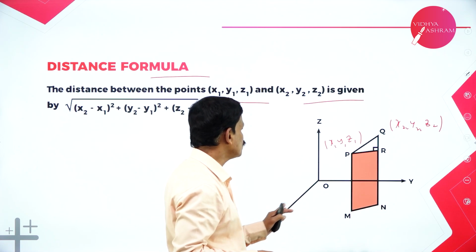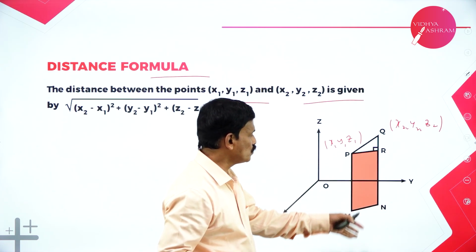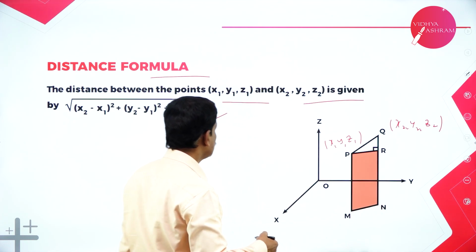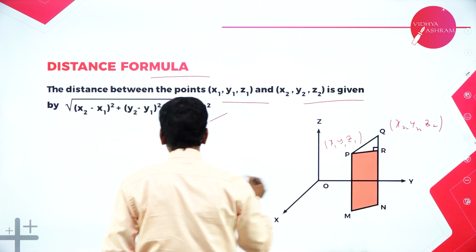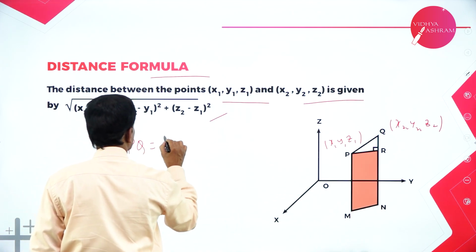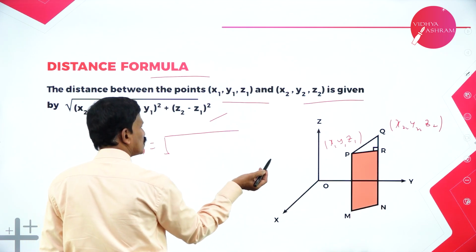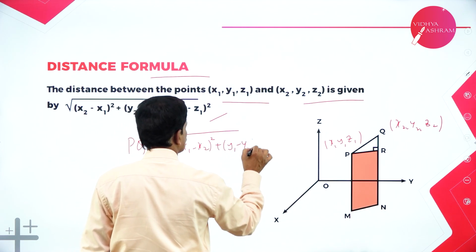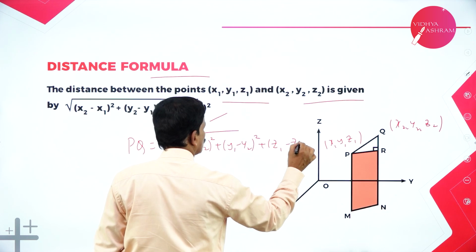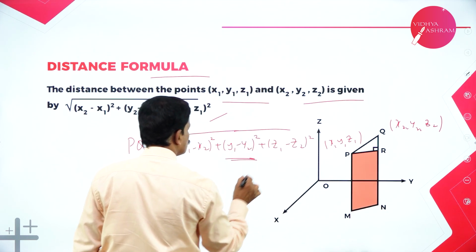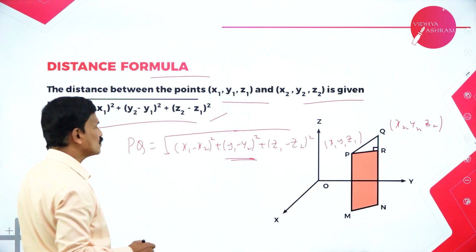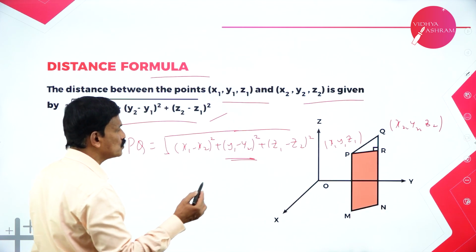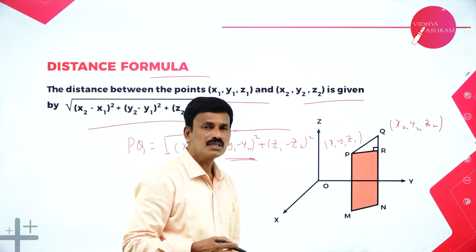Perpendiculars are drawn to the xy plane, that is PM and QN are drawn perpendicular to the xy plane. Then by this we are going to write the distance between these 2 points P to Q is given by the distance PQ is equal to root of x1 minus x2 whole square plus y1 minus y2 whole square plus z1 minus z2 whole square. Or you can also write x2 minus x1 whole square plus y2 minus y1 whole square plus z2 minus z1 whole square under root is the distance between the 2 points x1, y1, z1 and x2, y2, z2. Okay.